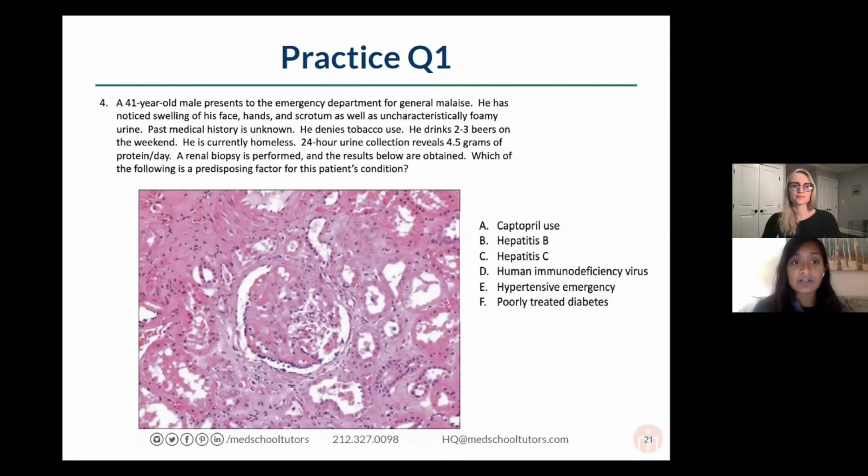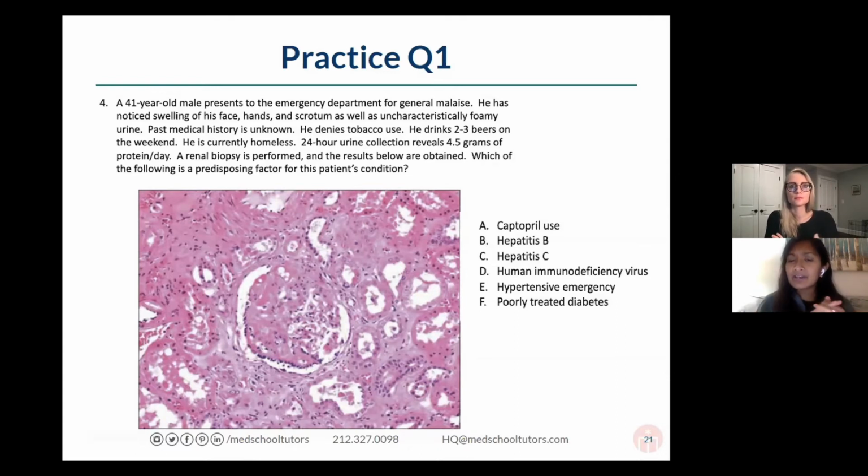He has noticed a lot of swelling of his face, hands, scrotum, as well as uncharacteristically foamy urine. Okay, so this already is setting up a couple of things in my mind. A lot of swelling could be a number of different pathologies, right? Swelling can be due to renal disease. Swelling can be due to hepatic disease. Swelling can be due to cardiac disease, right? So I don't necessarily know which of these it is just based off of that.